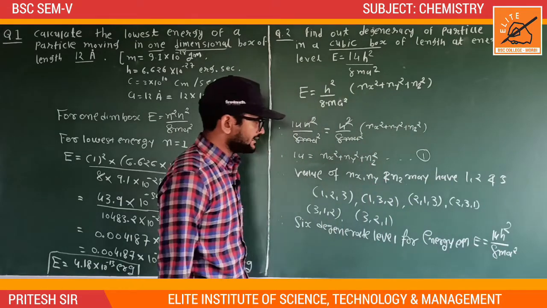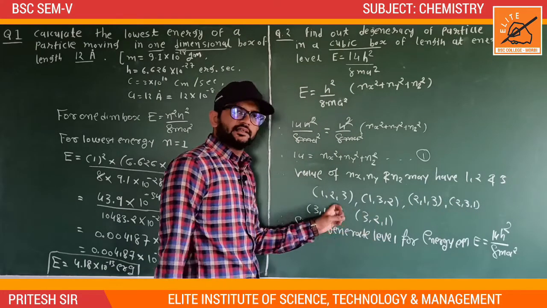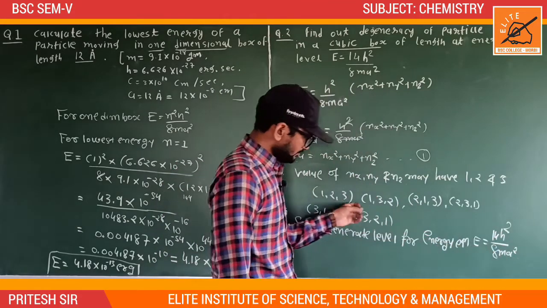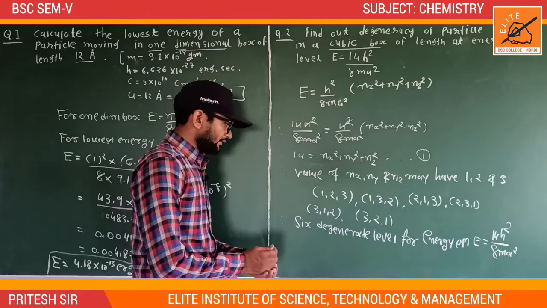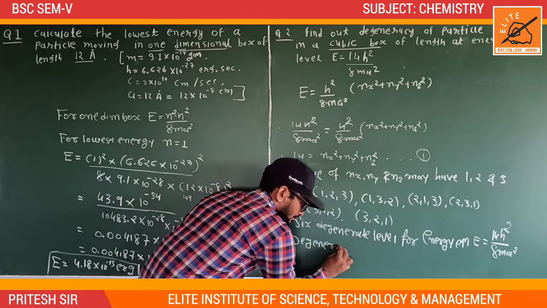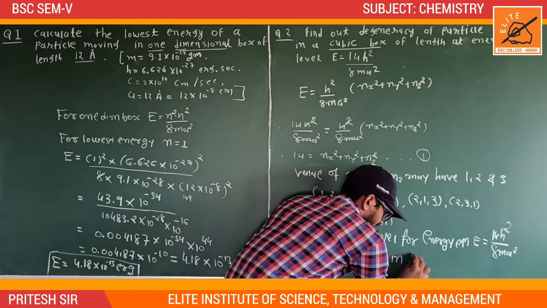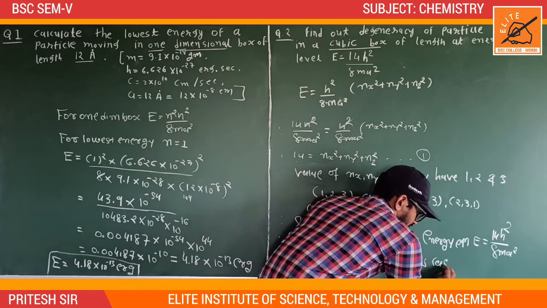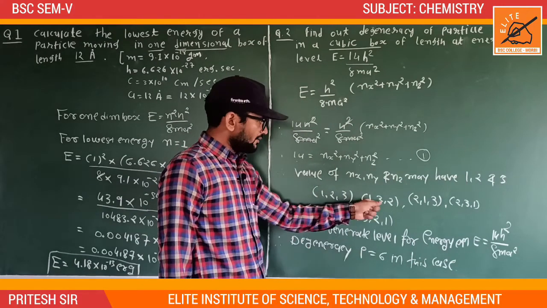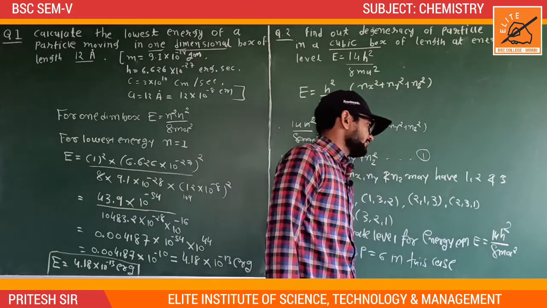Okay, so these 6 wave functions satisfy the energy equation E equal to 14h²/8mL². It means the value of degeneracy is 1, 2, 3, 4, 5, 6. It means 6 degenerate levels have similar value of energy but different values of wave function. Therefore degeneracy P is equal to 6 in this case. Okay, so the value of P is equal to 6.